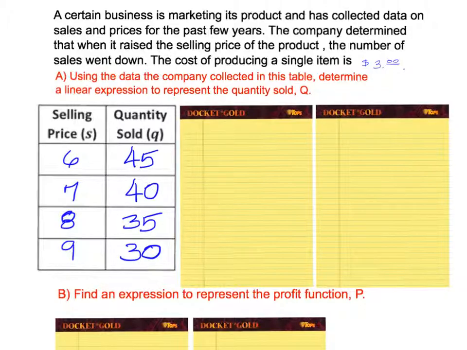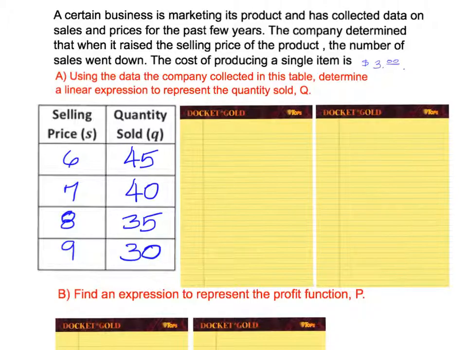So from part A, using the data the company collected in this table, determine a linear expression to represent the quantity sold. We've done this before. Do you remember when we had to have 2 points and you had to find the slope of a line given 2 points? Once you find that slope, you put it into the slope-intercept form, insert one of those points, solve for the y-intercept, and then you have your equation. That's exactly what we're doing here, so this will be review for you.